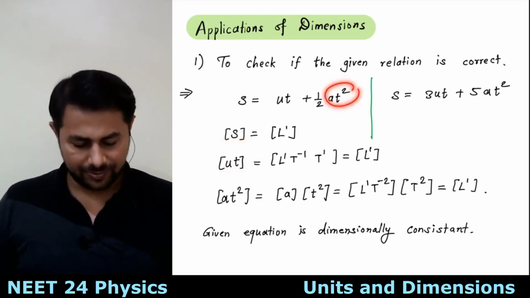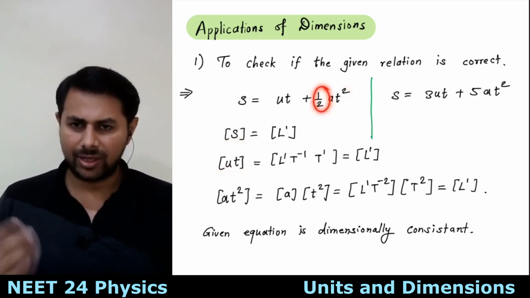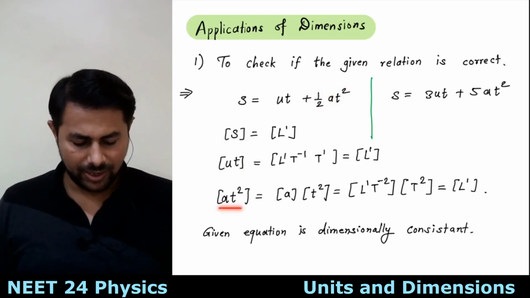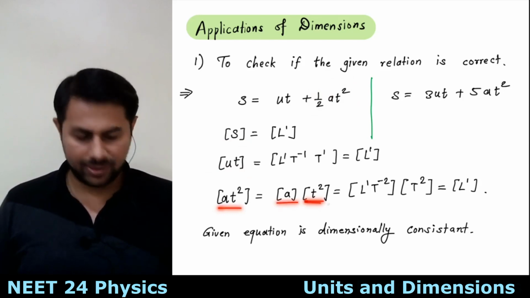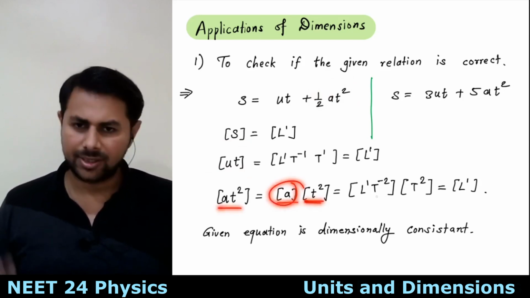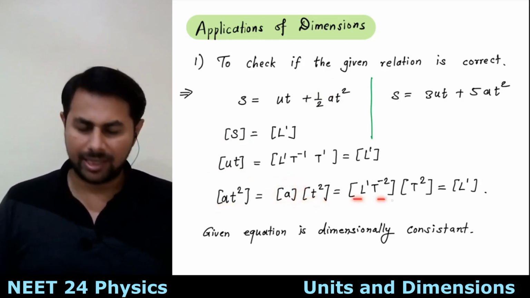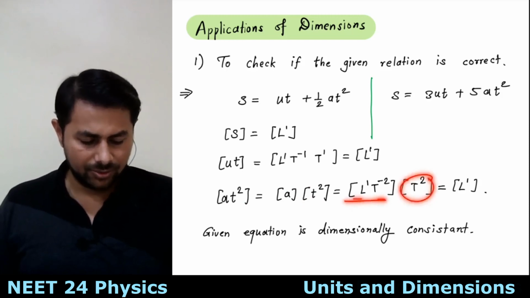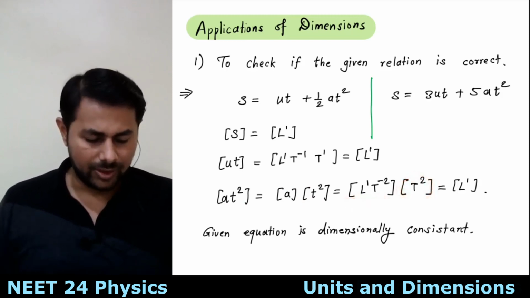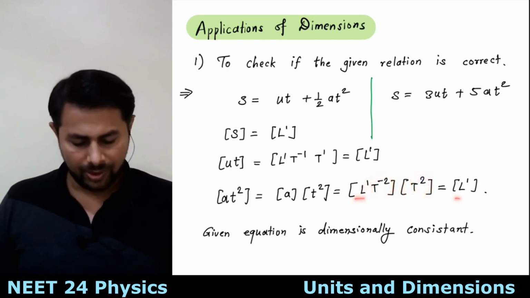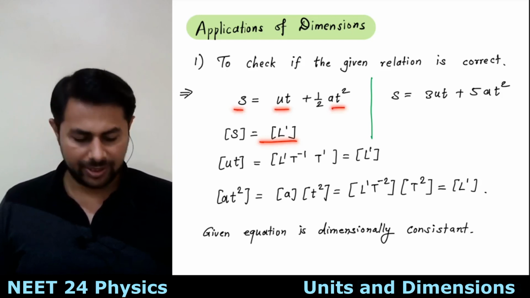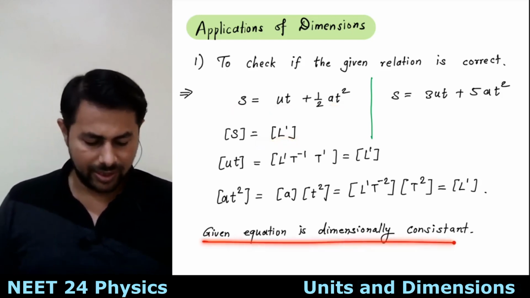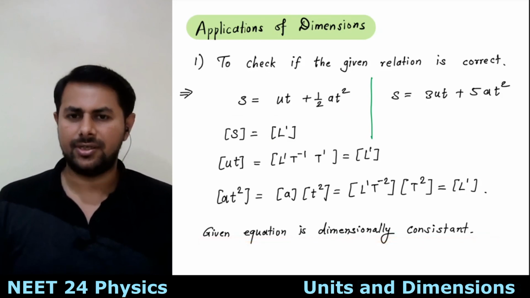Then for half a t square, half will not have any dimensions. a is acceleration, then you have t square. What are the dimensions of acceleration? We just found it is L1 T minus 2. So L1 T minus 2 multiplied by T2. T minus 2 plus 2 again gets cancelled out. So dimensions are L1. So the dimensions of the terms s, ut and half a t square are the same. So I can say the given equation is dimensionally consistent.